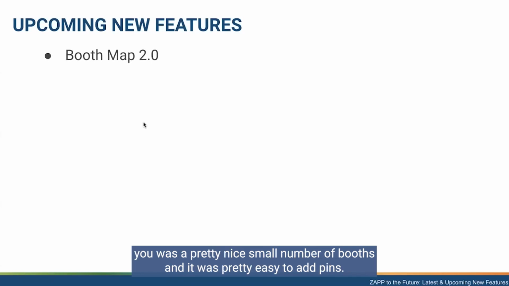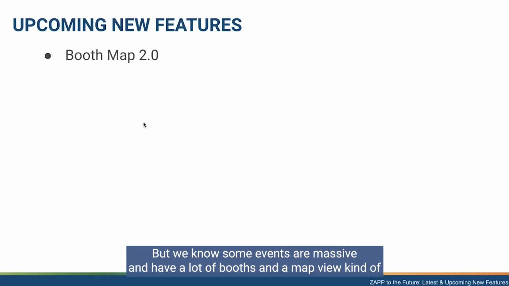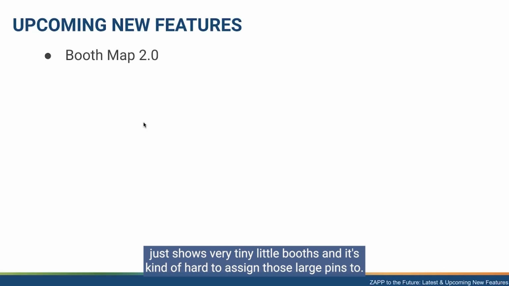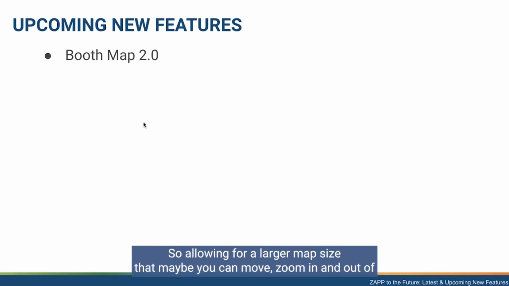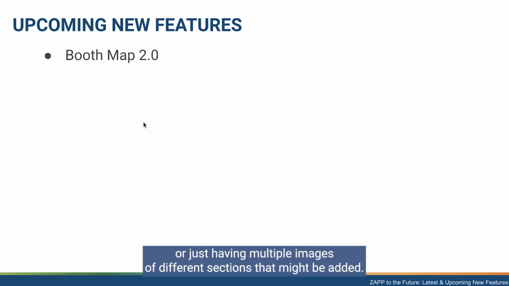The demo that I showed you was a pretty nice small number of booths, and it was pretty easy to add pins, but we know some events are massive and have a lot of booths, and a map view kind of just shows very tiny little booths, and it's kind of hard to assign those large pins to. So allowing for a larger map size that you can zoom in and out of, or just having multiple images of different sections, might be added.